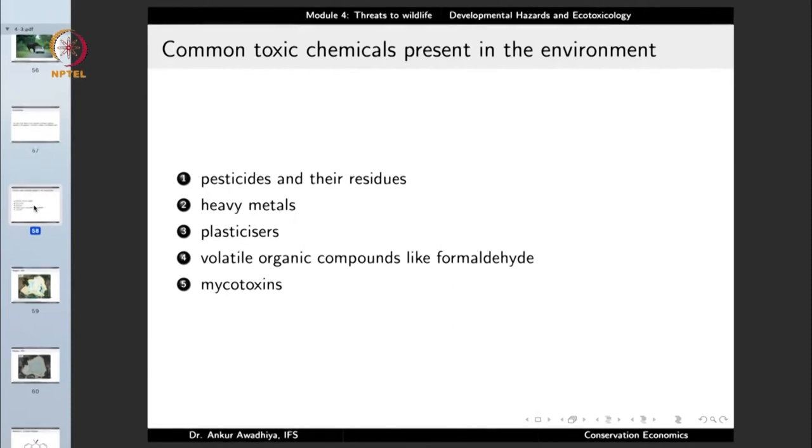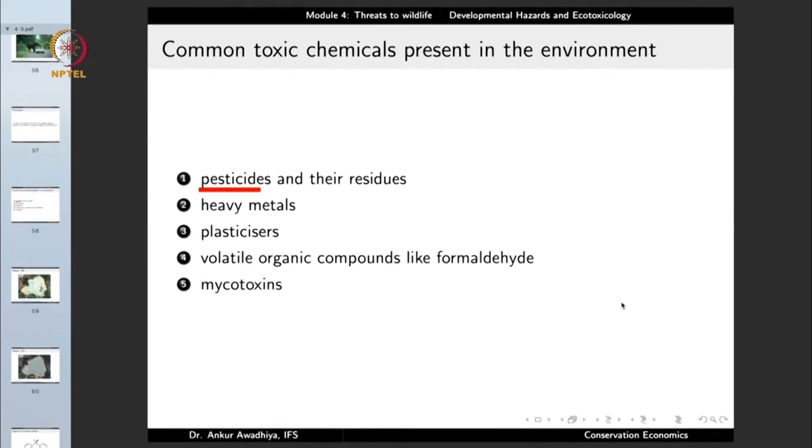Now, the common toxic chemicals that are present in the environment include pesticides and their residues. These days, because of the need for more and more quantity of food grains, we are using a heavy dose of pesticides. These pesticides kill the pests such as insects or rodents. But whenever these pesticides are used, and they are toxic chemicals, some portion of them is always leaked out into the environment and it remains in the environment.